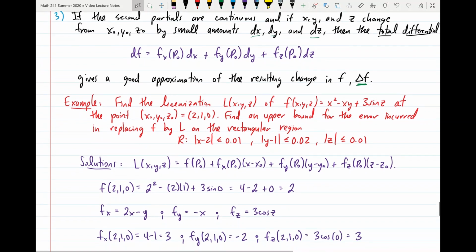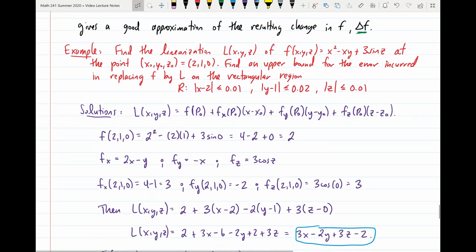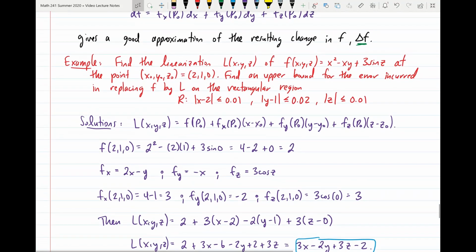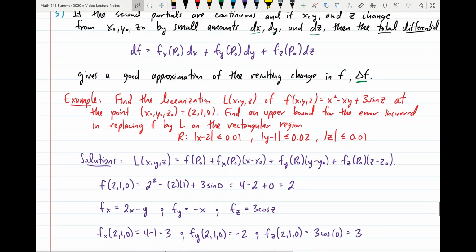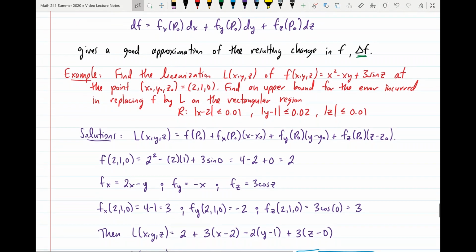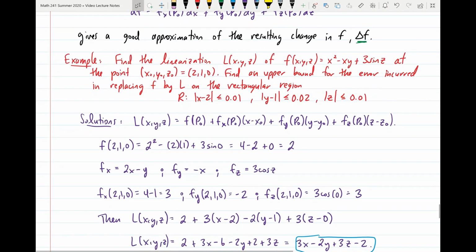Okay, so now we can go into the final example for this video here, just an example where we apply some of the things from before to a function with 3 variables now. So the first part of the example is to find the linearization L of x, y, z of our function f of x, y, z is equal to x squared minus xy plus 3 times sine z at the point x naught, y naught, z naught is equal to 2, 1, 0.